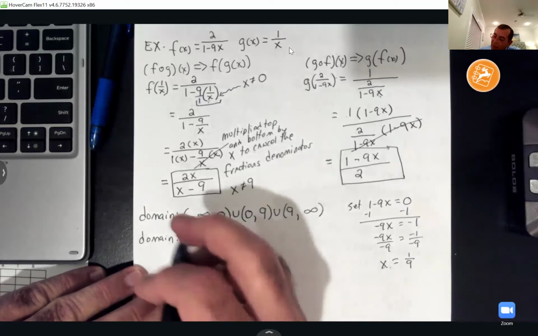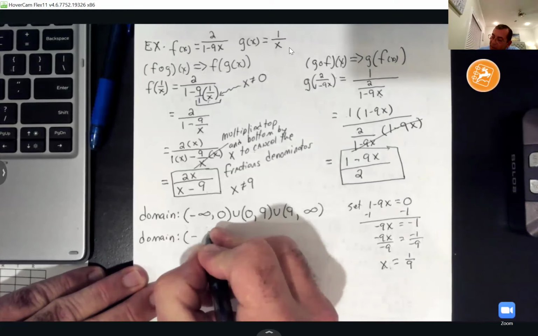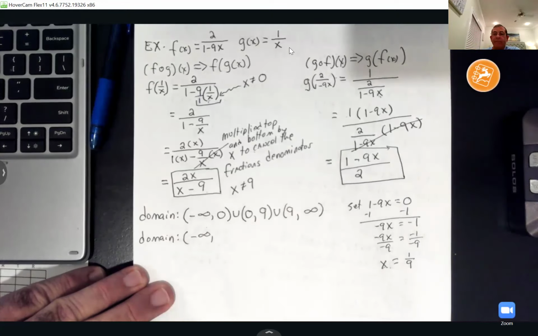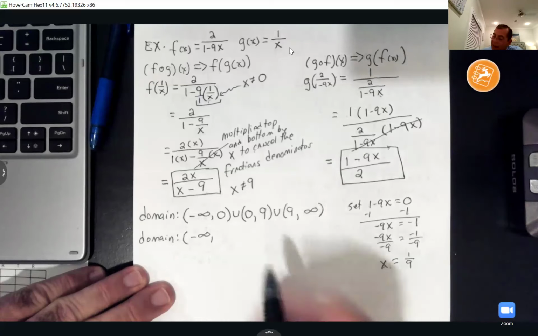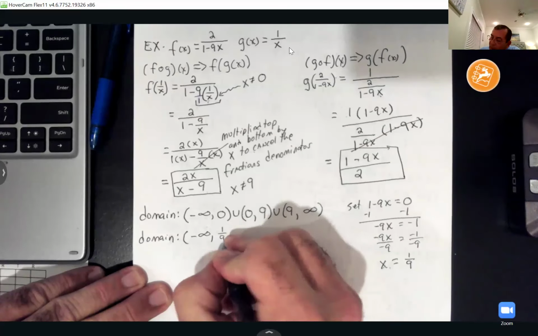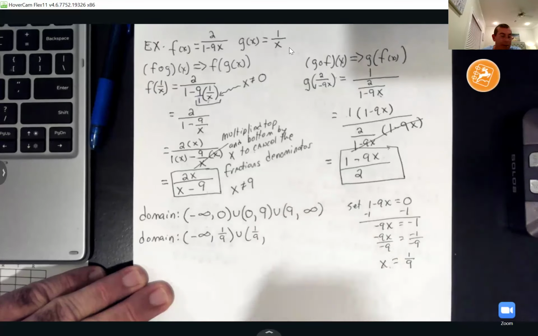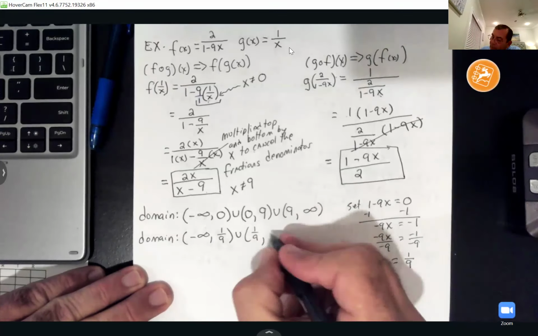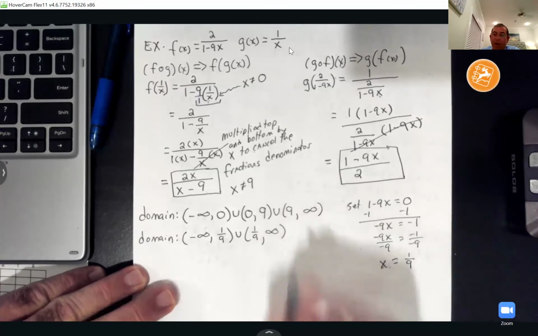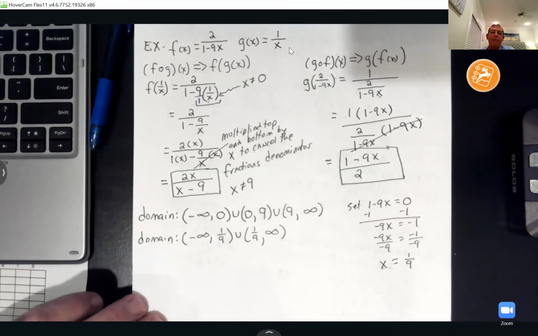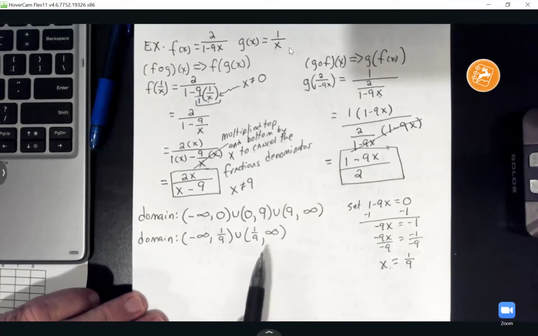So our domain will be from negative infinity to the 1/9. We'll union around that 1/9 and head off towards positive infinity. Makes sense.